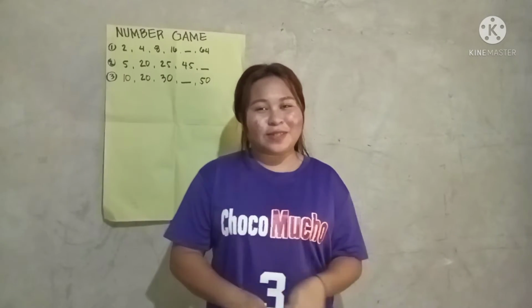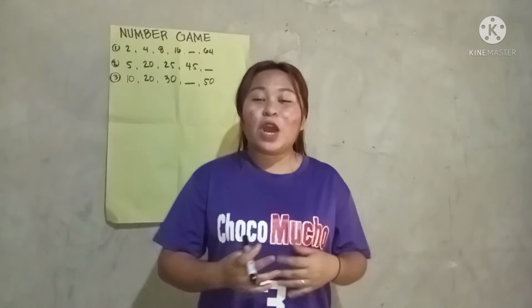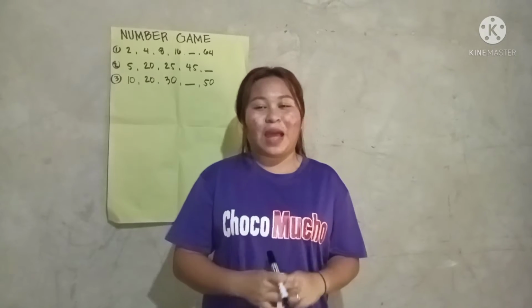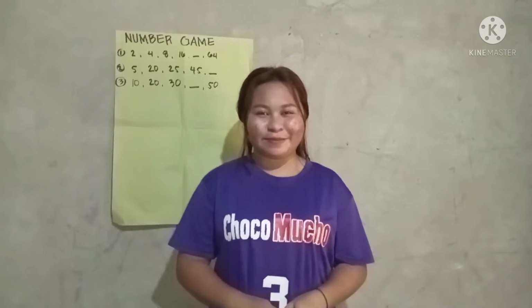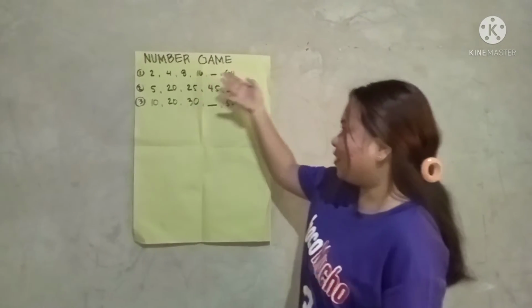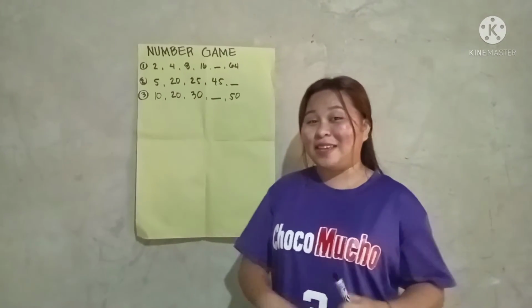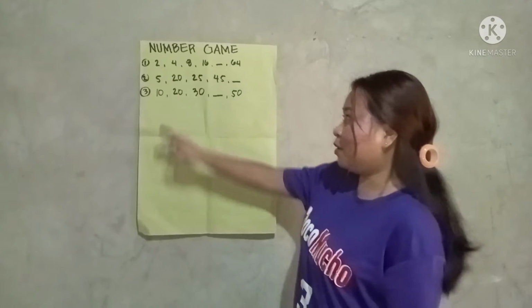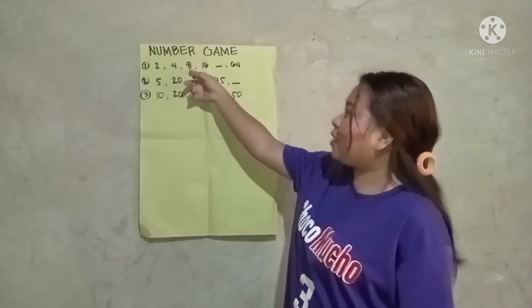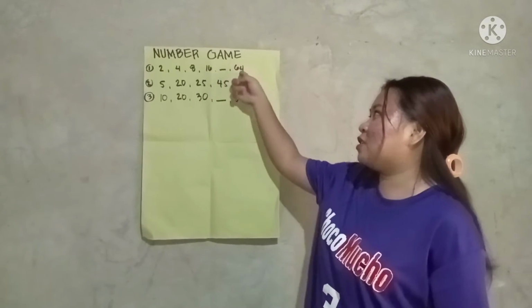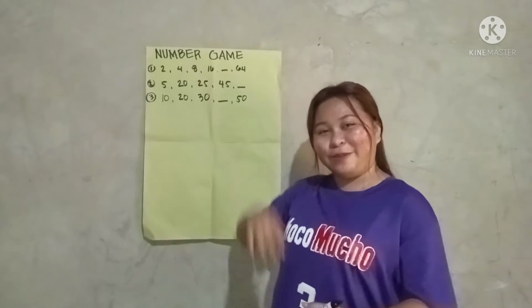So, number games. Number games are any of puzzles and games that involve aspects of mathematics. Let's play. So, in this row, now in number 1, as you can see, there's a sequence. So, the numbers are 2, 4, 8, 16, blank, and 64. So, let's find the missing number.